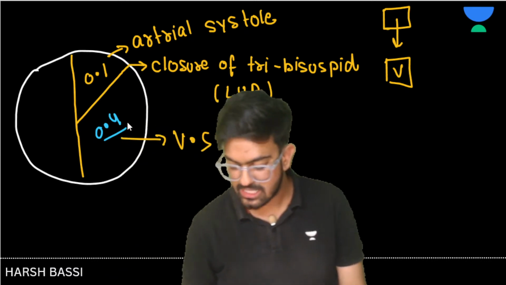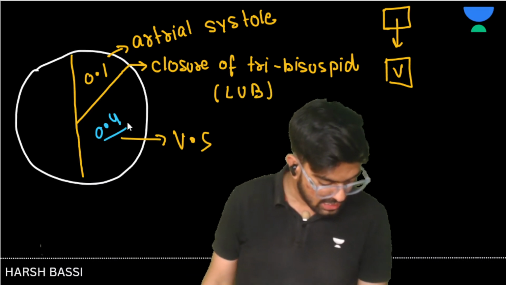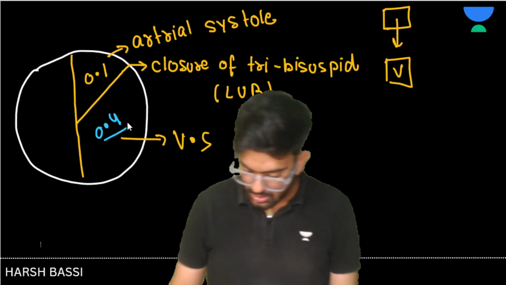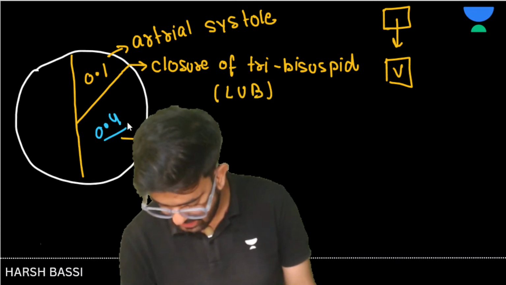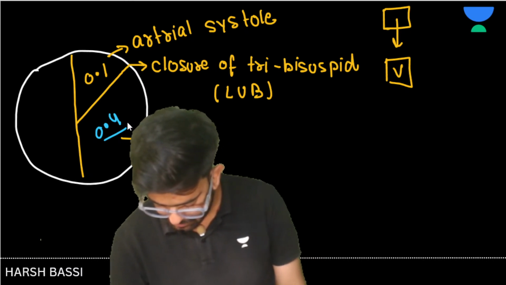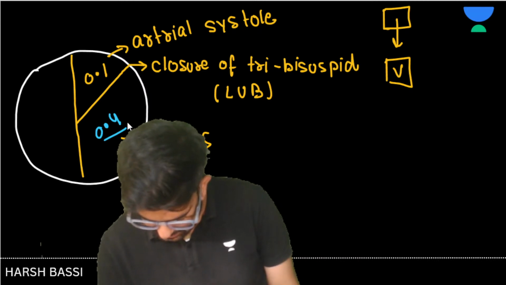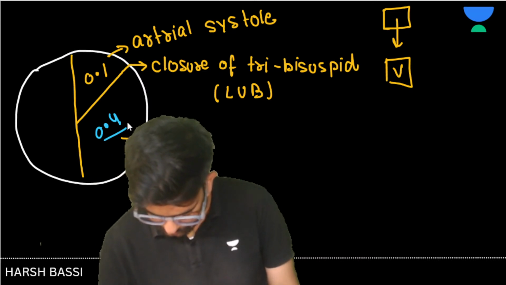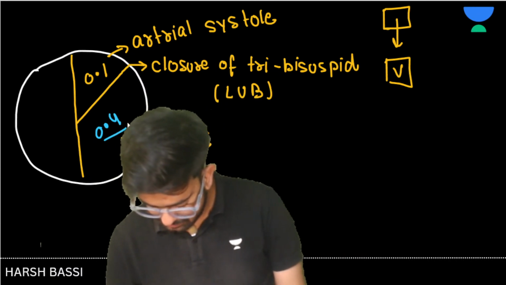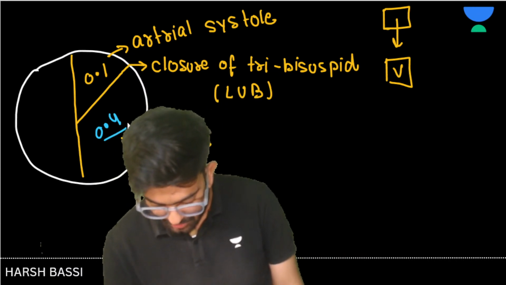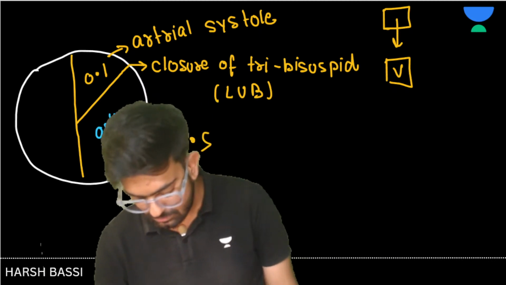From ventricles, blood कहाँ जाएगा? ये बताओ मुझे. वेंट्रिकल से ब्लड कहां जाएगा? जल्दी जल्दी बताओ बच्चों. वेंट्रिकल से ब्लड जाएगा अयोटा में, aorta में.